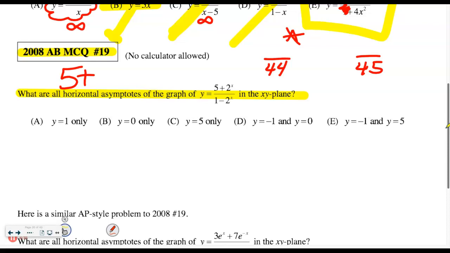So if you don't understand this one, it's okay. But it goes more to the calculus of it than the pre-calculus. You already know that we take limits as we go to the infinities when we're thinking horizontal asymptotes.